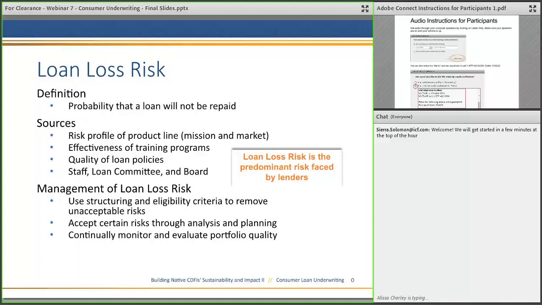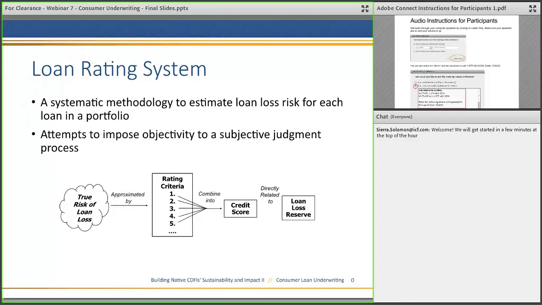And finally, I think I've said this earlier, but we know we can't get our loan loss risk to zero because of our mission. We're not making just the surefire slam dunk loans. We're also accepting some risk along the way, but doing the best we can to support our borrowers to make them successful and incorporate what we've learned as we go along in lending to improve our underwriting criteria, to improve our training programs, and always monitor and evaluate. So that is a lot to put on your loan officer.